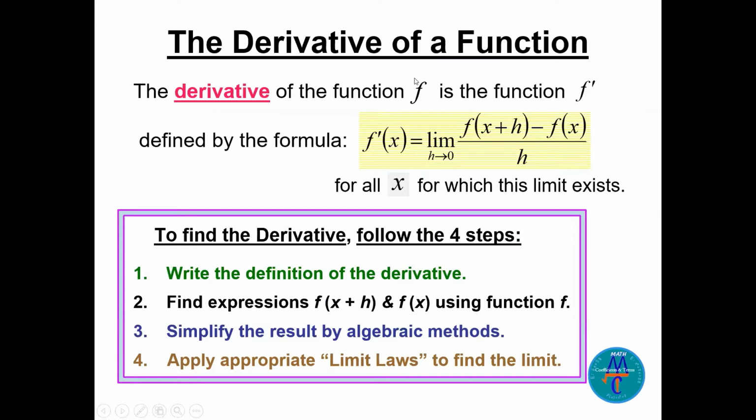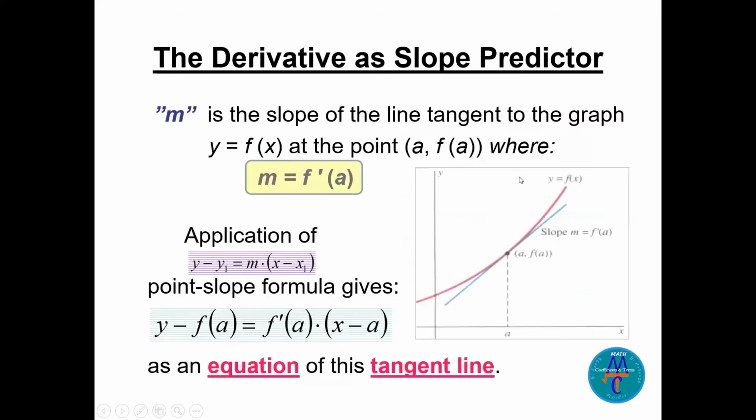So the derivative of a function, we can find it by this formula: f prime of x is equal to the limit as h goes to 0 of f of x plus h minus f of x divided by h. Now, to find the derivative, you can follow these 4 steps until you find the limit of this difference quotient. So this is the derivative.